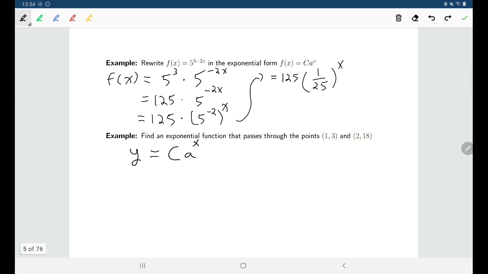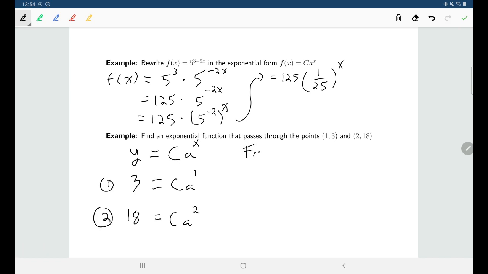So in other words, if you were to put in 1 for x, you would get 3 for y. If you were to put in 2 for x, you should get 18 for y. And so from the 2 points, we have 2 equations with 2 unknowns, and it's going to be easy enough for us to solve for what a and c need to be. I'm just going to label this as equation 1 and equation 2.